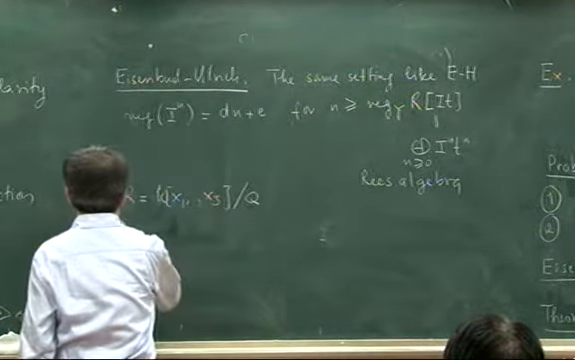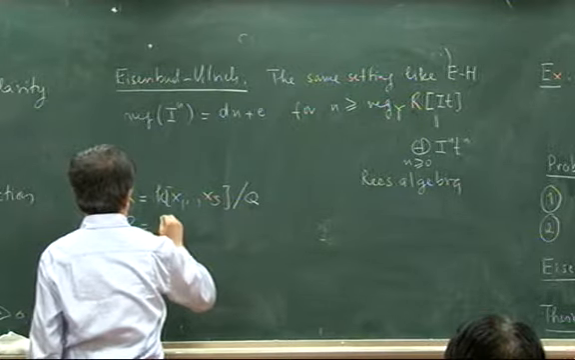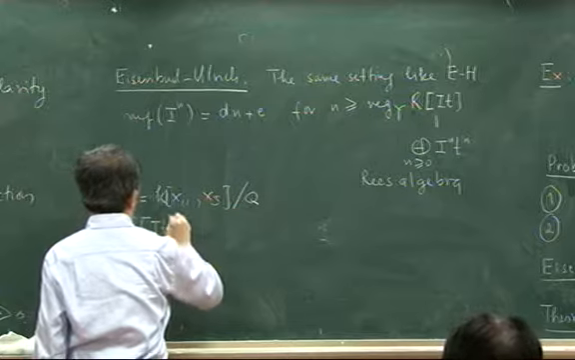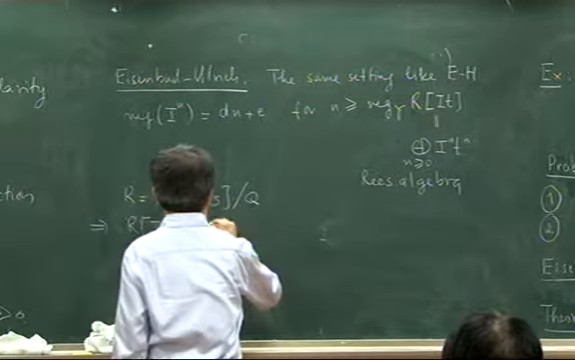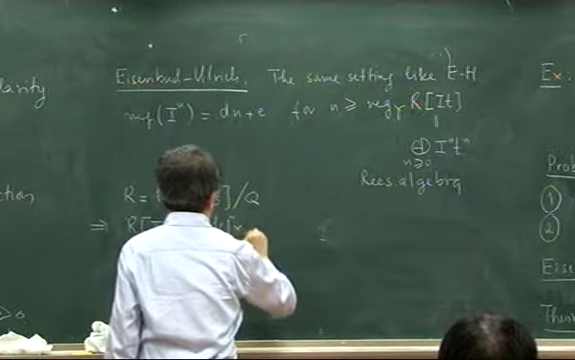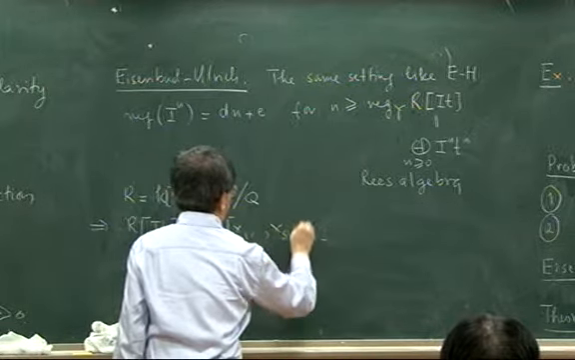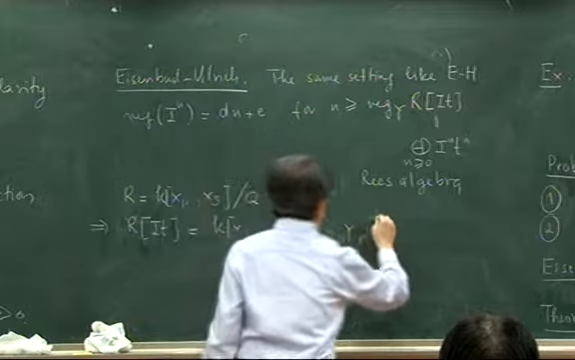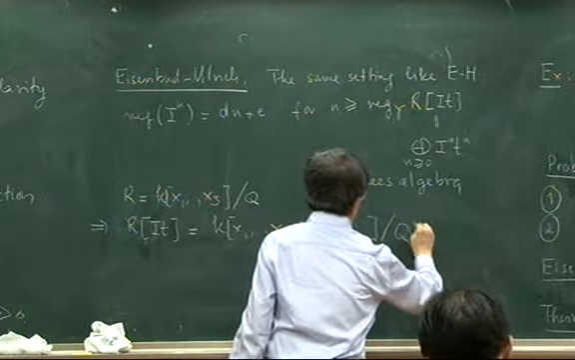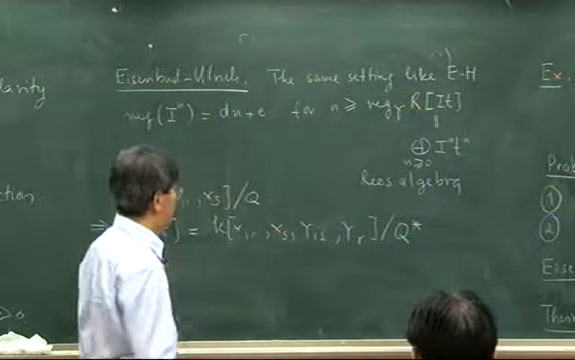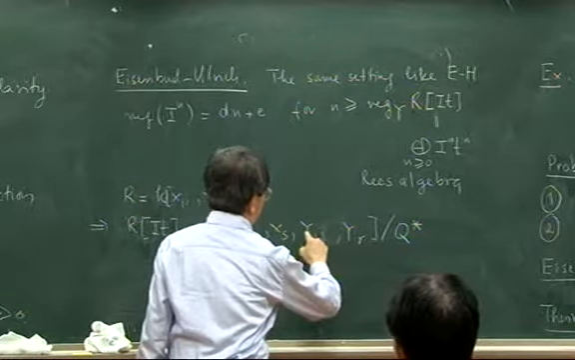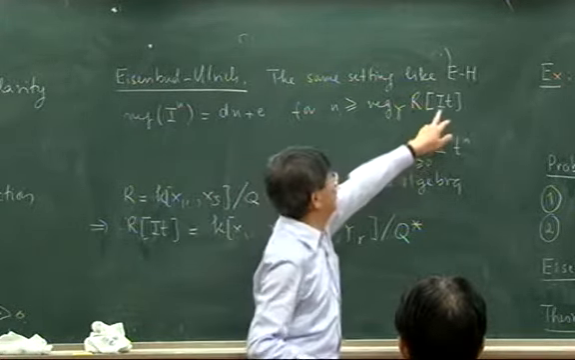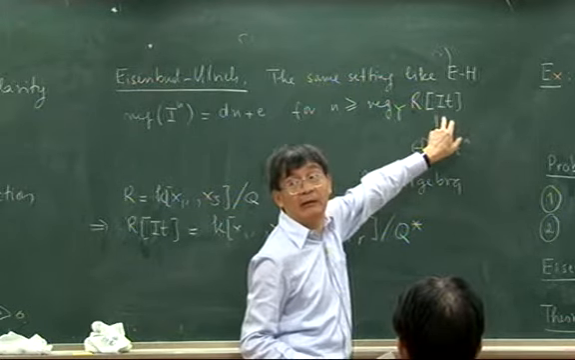And then it would imply that the Rees algebra you can represent as k[x1, ..., xs, y1, ..., yr] over some bigger ideal Q star, where these variables y1 to yr correspond to a given basis of I.